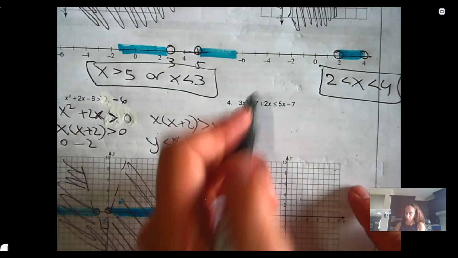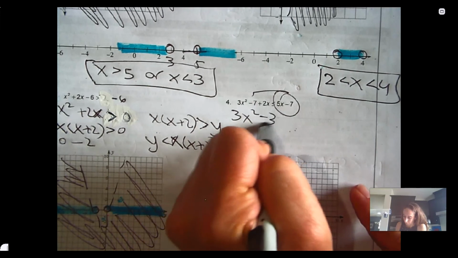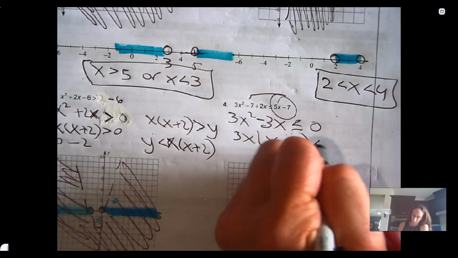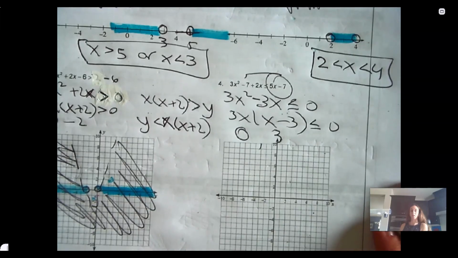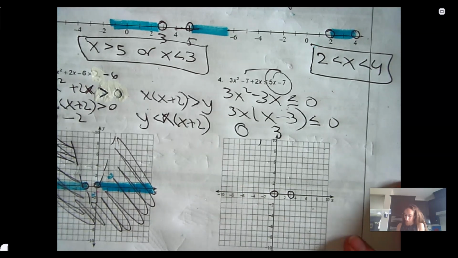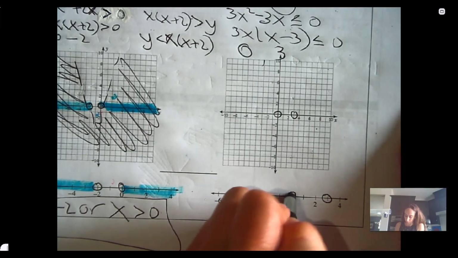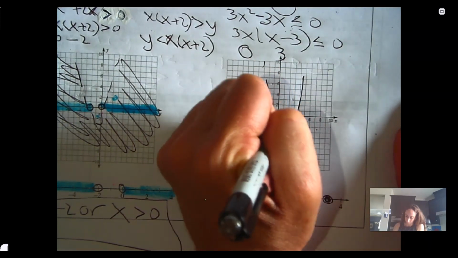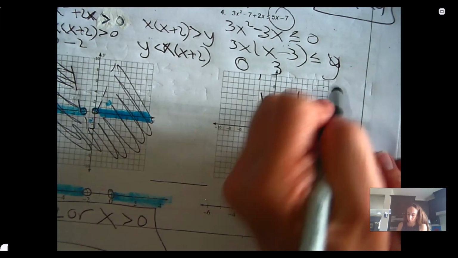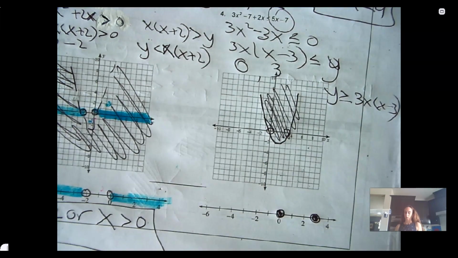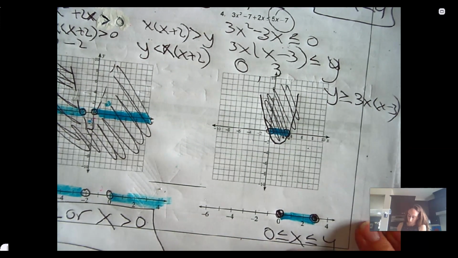I've got 2 minutes to do it. All right, move everything over. 3x squared minus 3x is less than or equal to 0. Take out the 3x, x minus 3, 0 and 3. Just slow it down if I'm going too fast. 0 and 3, but it's less than or equal to, so it's closed circle. I know this thing is going up. Solid. Now I do this. This is actually y. It's backwards. Make it forwards. Greater than means shade up. Shading in the center. It's an and. 0 less than or equal to x, less than or equal to 3.